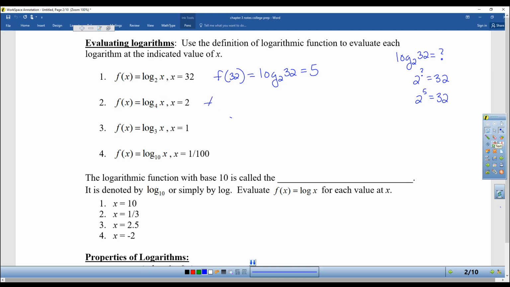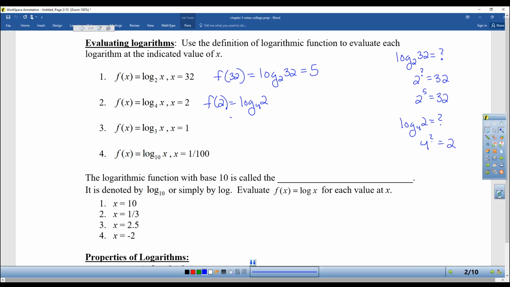F of 2 is equal to log base 4 of 2. And again, if you're thinking to yourself, I don't know how to do log base 4 of 2, I don't expect you to. I expect you to switch it to exponential form, to sit there and say, I don't know what that is, but I know that 4 to the something equals 2. Now this one's a lot trickier. I got harder on you.